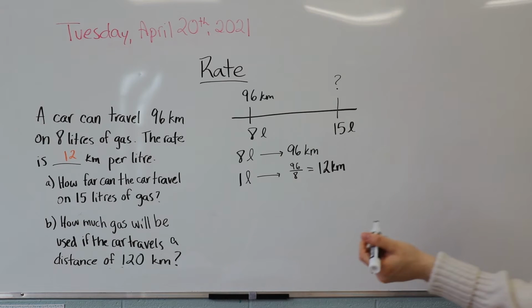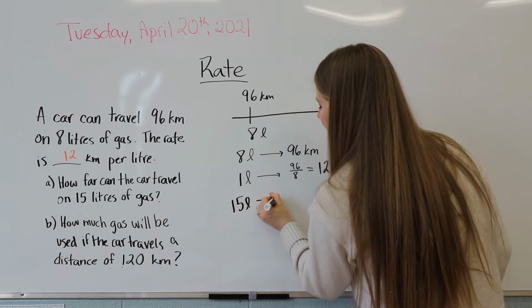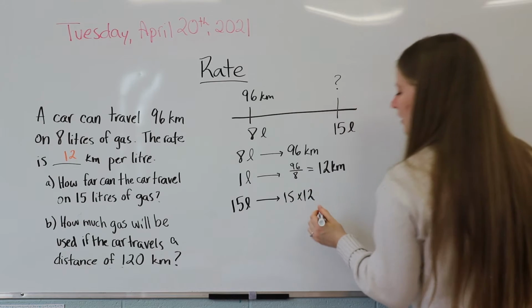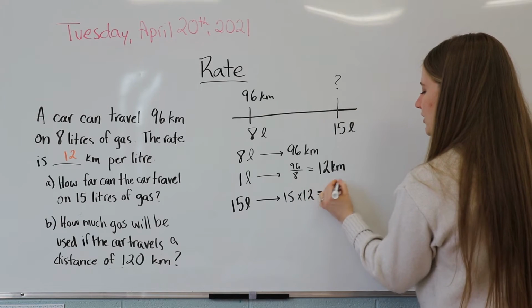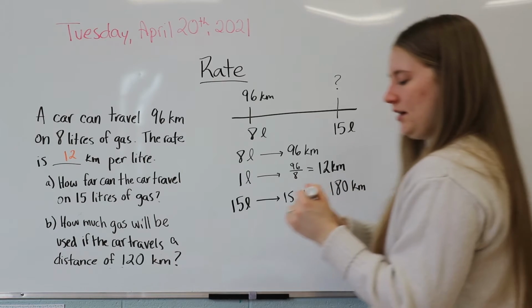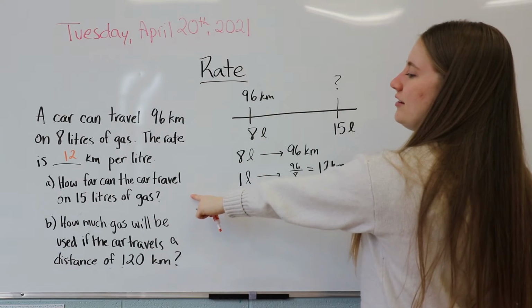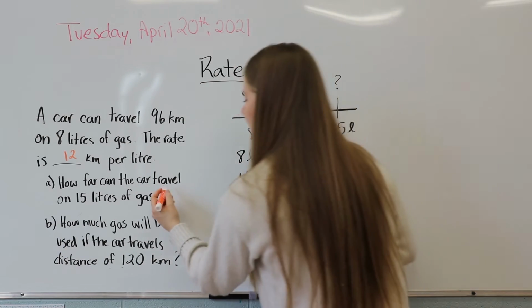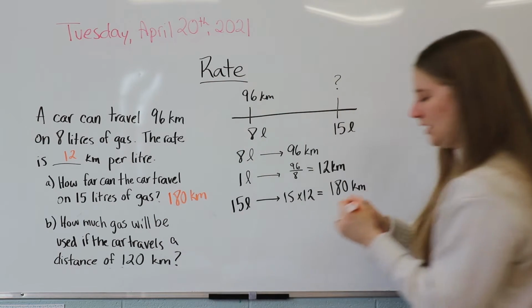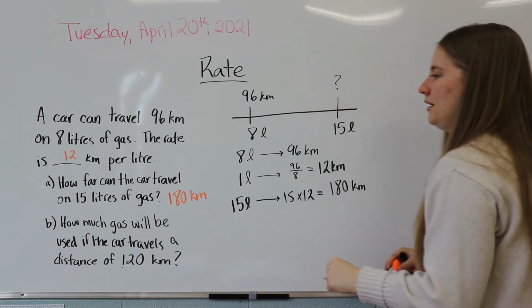Okay, so now that we have that, we can expand it to 15. So we'll put our line for 15 down here. And in order to find the answer, we just do 15 times 12, which is going to give us 180 kilometers. So the answer for A, how far can the car travel on 15 liters of gas, is 180 kilometers. And you see that in order to get there, we had to find the value of 1 liter.